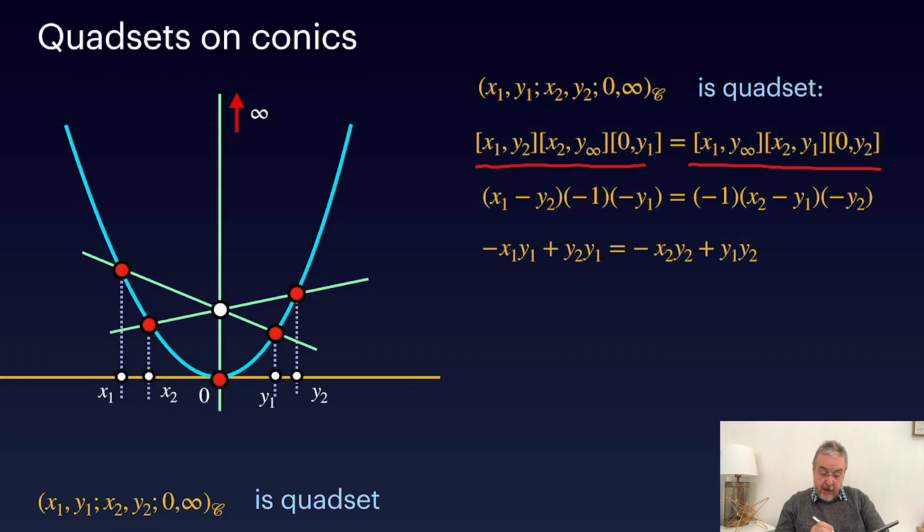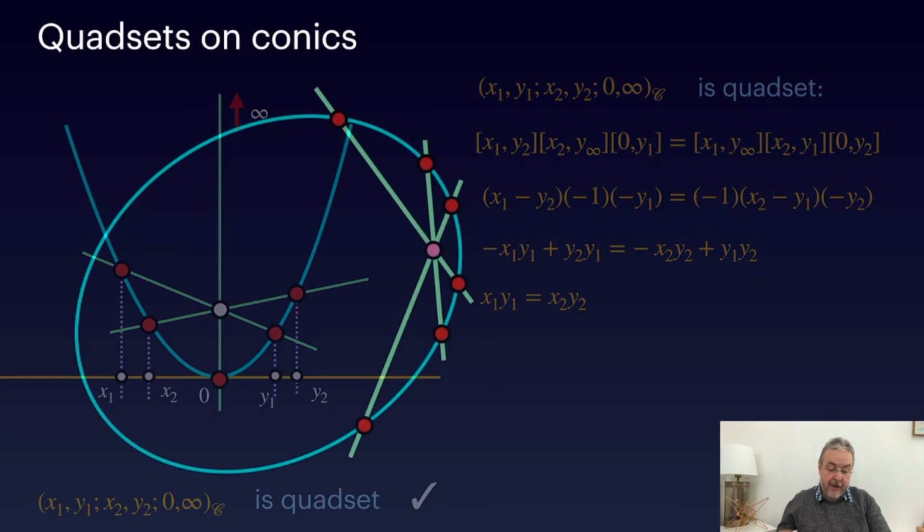And if you look here, you see the term y2, y1 occurring on both sides, so you can subtract this as well, and you are left with x1, y1 equals x2, y2, and this is exactly the case because these 3 lines, the 3 green lines, meet at this point. So we really proved our quadrilateral set relation for the general case, because without loss of generality we could move to that projectively transformed setup.